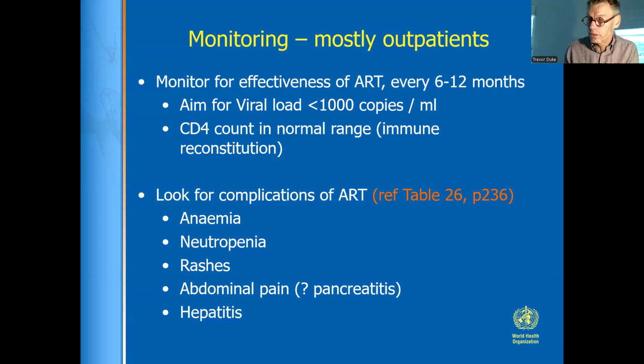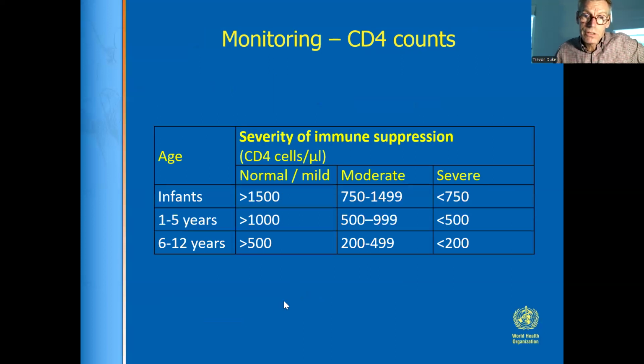It's just that you need to be alert for them when you're seeing patients with HIV, and these children should be seen at least monthly in the HIV clinic, or in the maternal and child health clinic, or in the emergency department. This is just to give you an indication of what immune reconstitution actually means.